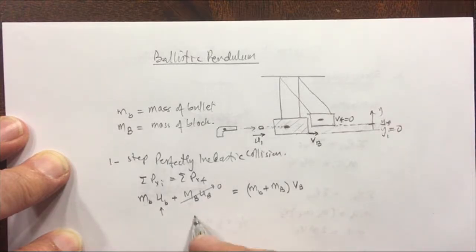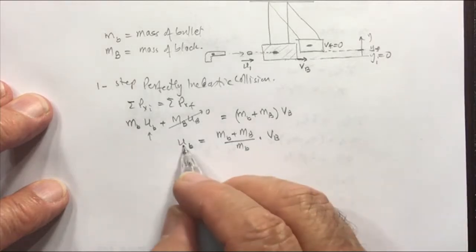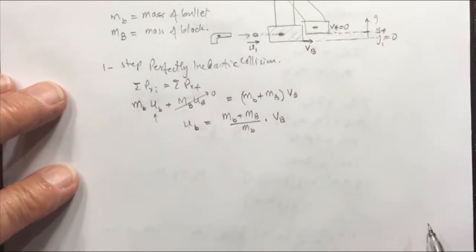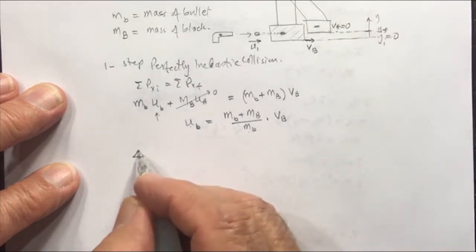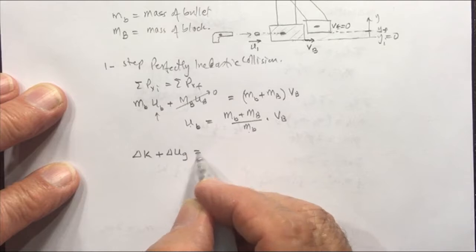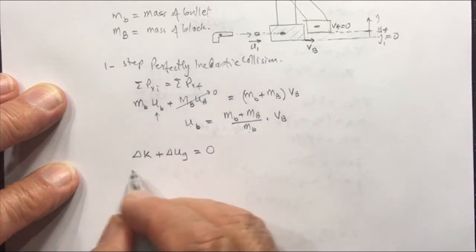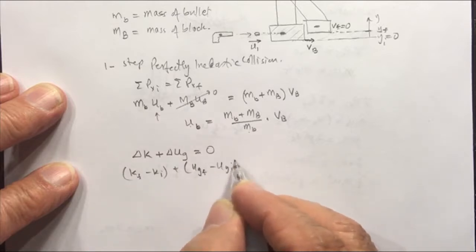Now this is our objective, so we can say that the speed of the bullet is going to be mass of the bullet plus mass of the block over mass of the bullet times VB. So if we can find VB, we will get UB because we know the masses of the bullet and the block. So here we now go to the conservation of kinetic energy. Well, not the conservation, but the conversion of kinetic energy into potential energy. And we can say that delta K plus delta UG is equal to external force and friction. There's no external force, there's no friction, so it's 0. Now delta K will be K final minus K initial, and this will be UG final minus UG initial.